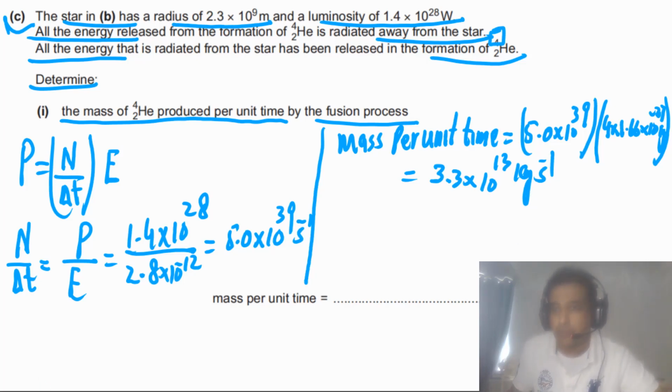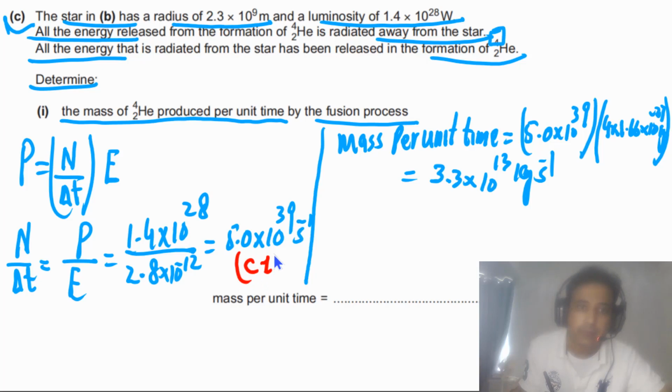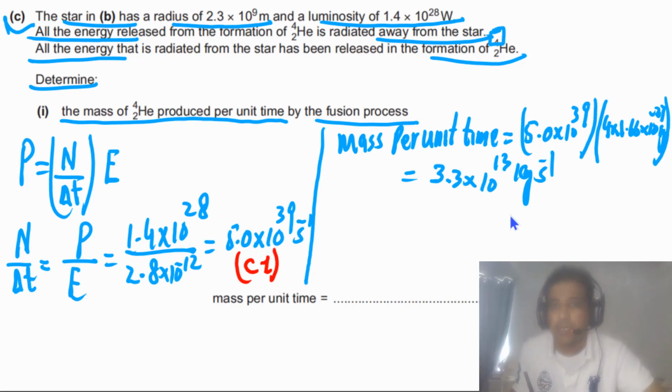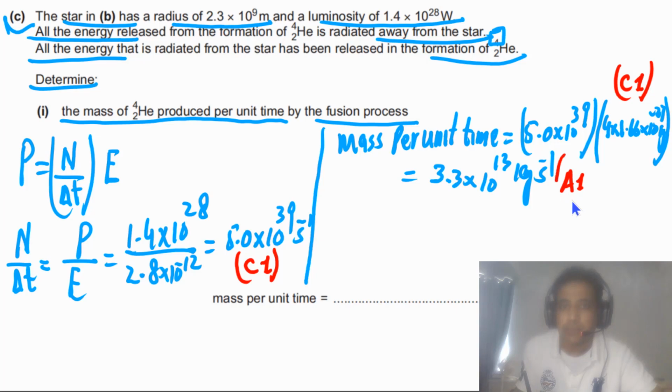So this is how we can figure out. This question has 3 marks. The first mark you will get if you have got the right number of atoms produced per second, the second mark you will get if you have written the mass of a single helium atom, and the third one you will get if you have got the right answer. So this is how 3 marks will be awarded to you.